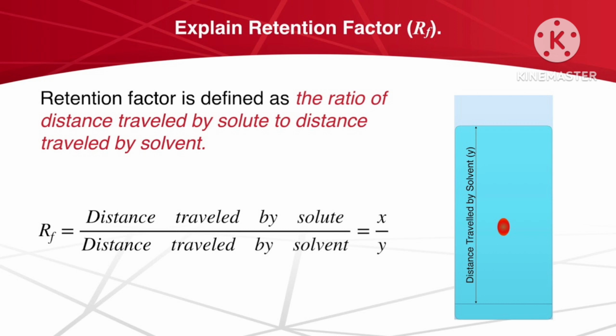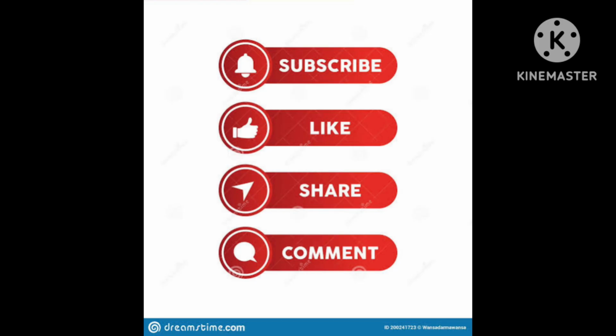Then there are 2 types of analysis: qualitative analysis and quantitative analysis. One by one I will discuss both. This is somewhat long, so today it is not possible. That's why I will start next class with qualitative analysis of organic compounds.